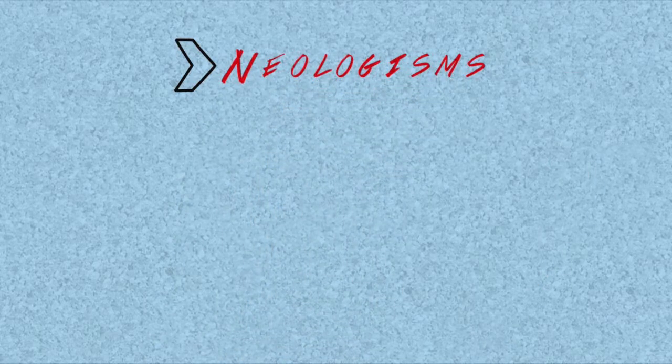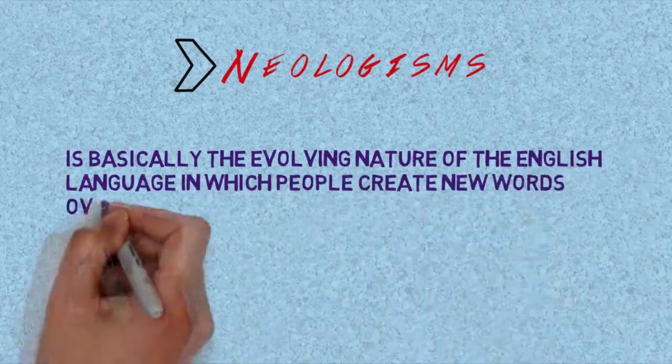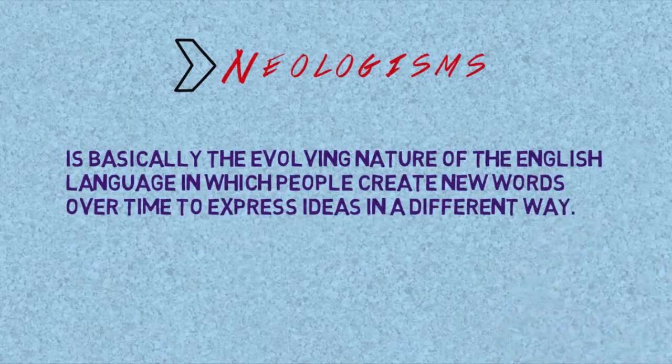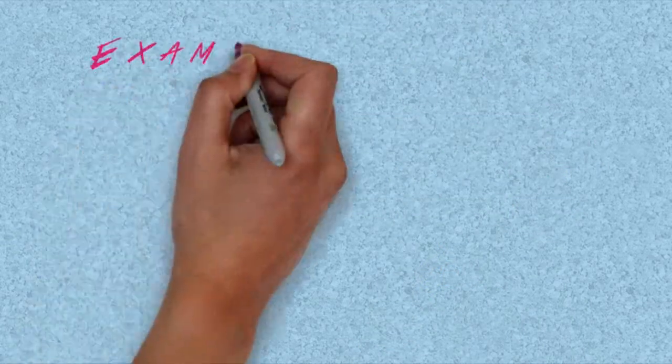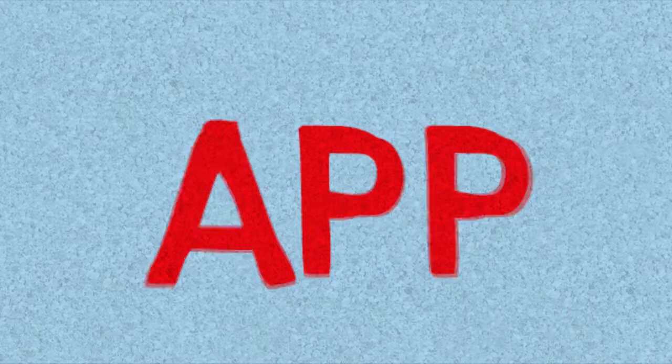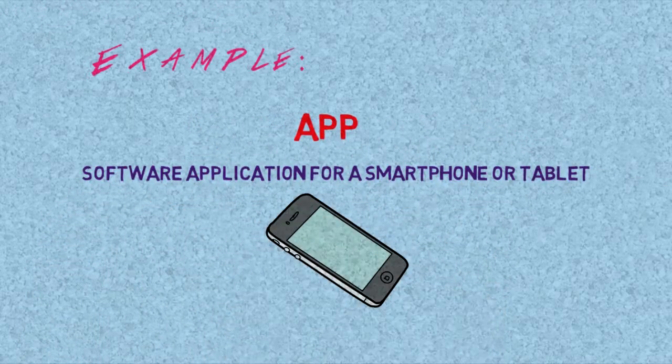Neologism is basically the evolving nature of the English language, in which people create new words over time to express ideas in a different way. Example: app, which means software application for a smartphone or tablet.